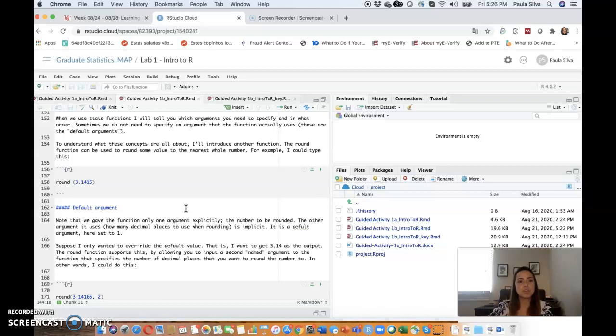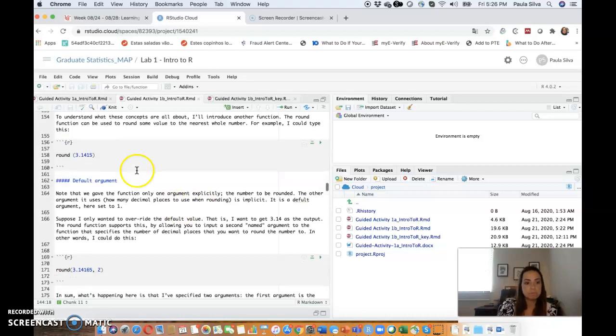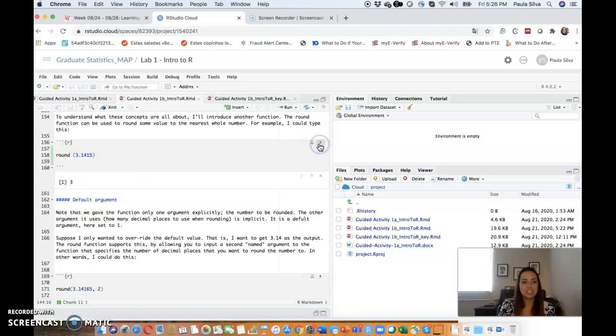Sometimes we do not need to specify an argument that the function actually uses, and these are called default arguments. To understand what these concepts are all about, I'll introduce another function, the round function, which can be used to round some value to the nearest whole number. For example, I could type this: round 3.1415, the pi number. And then if you look, you see that it rounded it to 3.